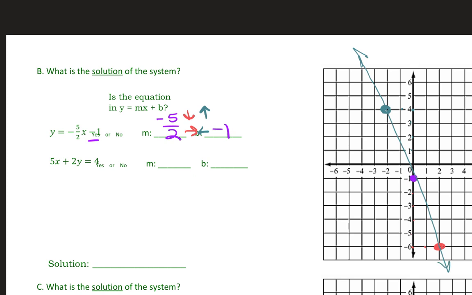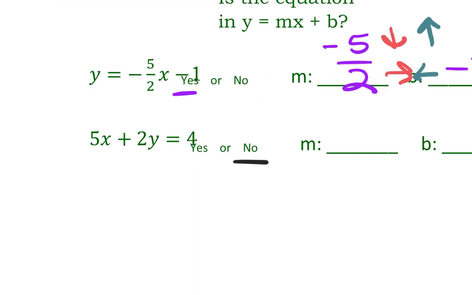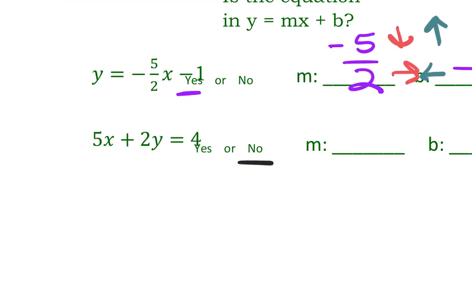All right, and then you look at the next one and you say, okay, is this one in the right format? Yes or no? No. All right, so then we have to solve it. What should I move over first? The x. So we're going to subtract the 5x on both sides.